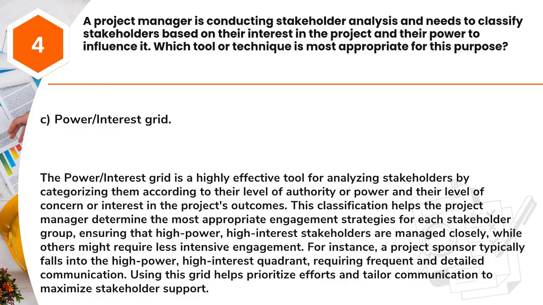This classification helps the project manager determine the most appropriate engagement strategies for each stakeholder group, ensuring that high-power, high-interest stakeholders are managed closely, while others might require less intensive engagement. For instance, a project sponsor typically falls into the high-power, high-interest quadrant, requiring frequent and detailed communication. Using this grid helps prioritize efforts and tailor communication to maximize stakeholder support.